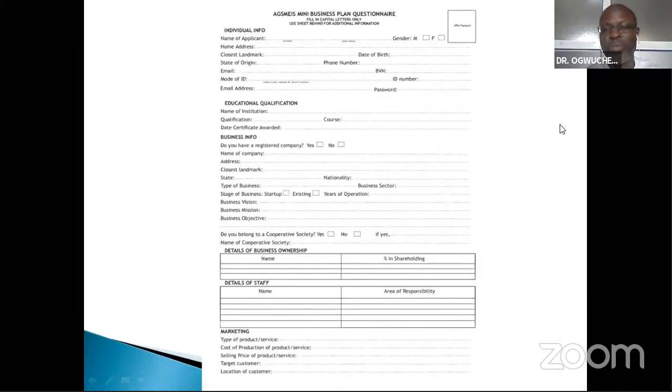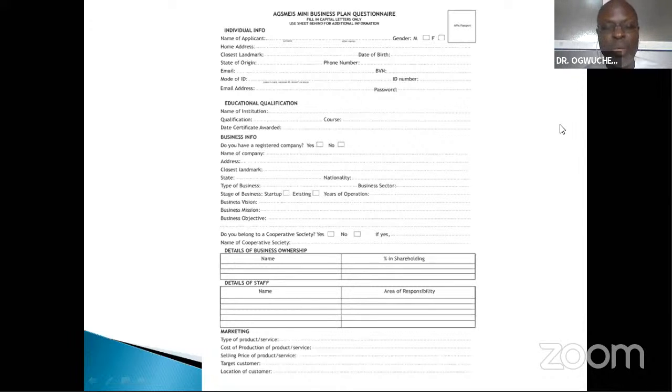For example, if you are going into a poultry business in FCT, in writing the business vision, you could say Bako's poultry farm to be the largest mechanized poultry farm in the FCT. That is your vision. Within the next 10, 20 years, you want your poultry farm to be the largest poultry farm in the FCT, and that is the business vision.